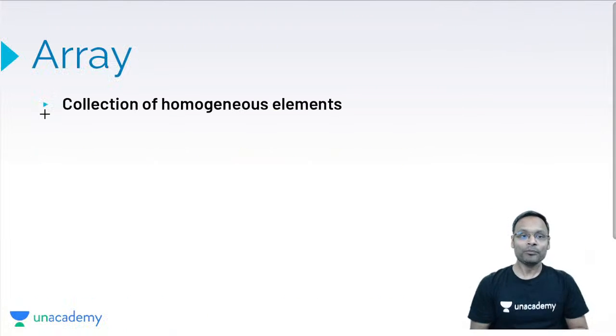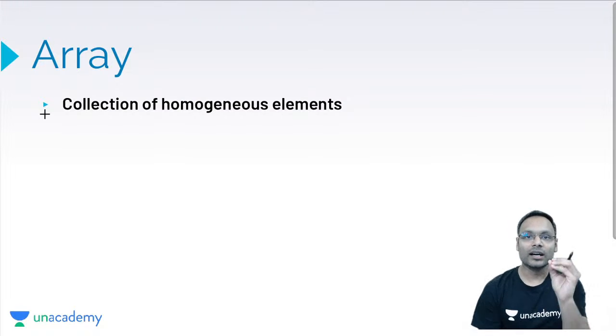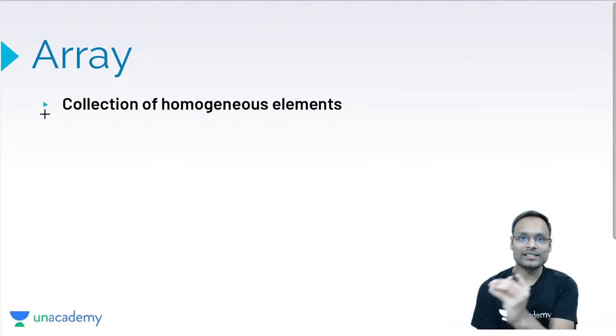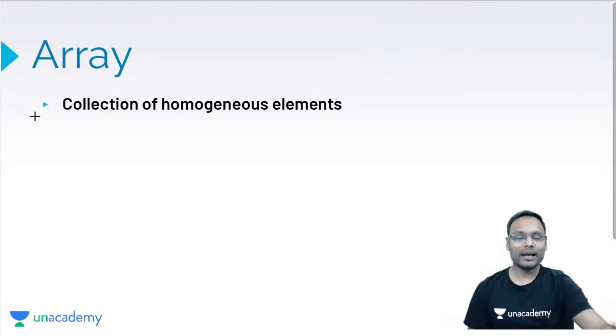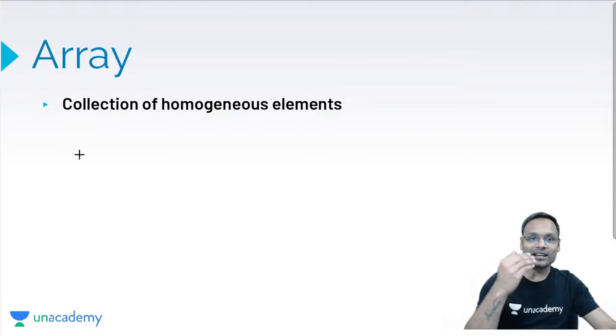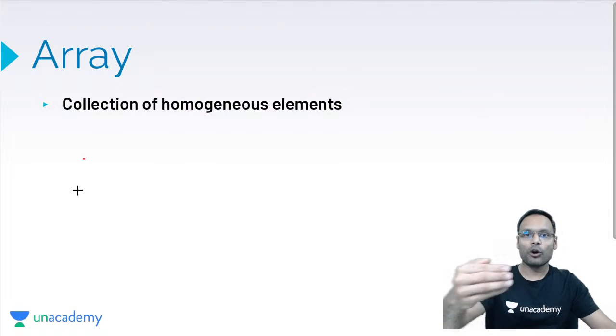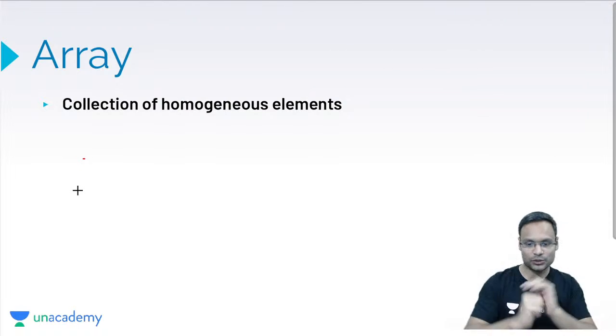So first thing which you should know, what is an array? Array is the collection of homogeneous elements. What is the meaning of homogeneous elements? Homogeneous is nothing but similar data type elements. So array is a collection of similar type of elements. You all know that? Yes, you all know that.